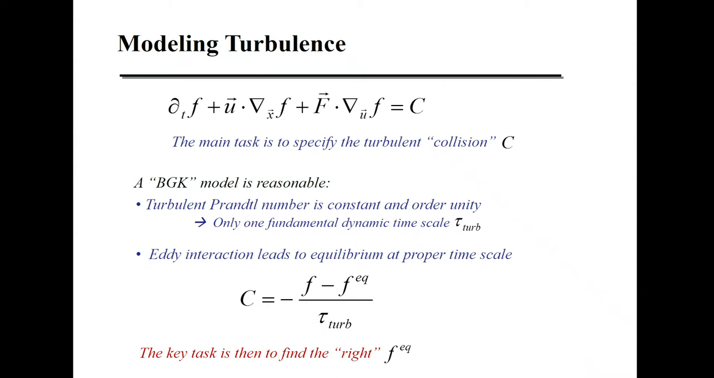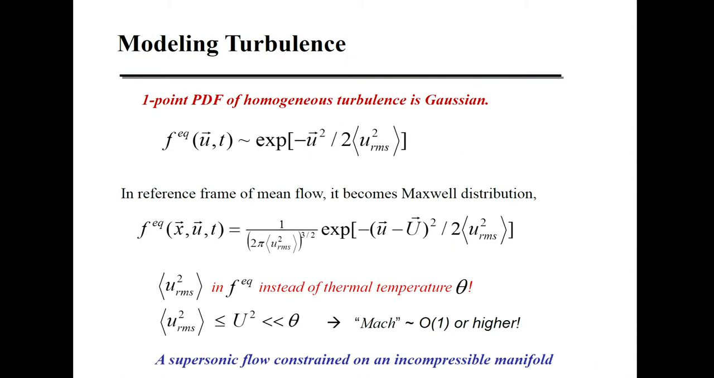And as well as what is the right equilibrium distribution function for large-scale turbulent flow. But then we also know there is a well-known observation that the one-point PDF of homogeneous turbulence is Gaussian. You can find it in many lecture notes. So the distribution function is e to the minus u squared over the RMS velocity squared.